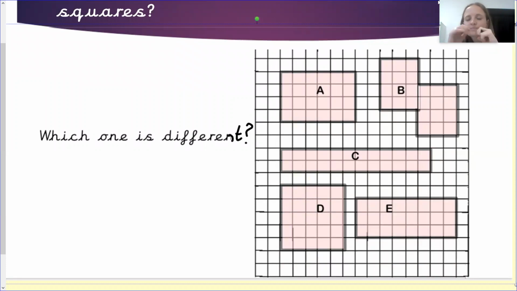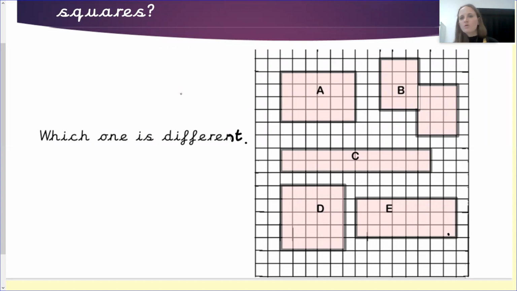We can see, if I'm just talking aloud about them, we've got 4 rectangles. We've got one that isn't a rectangle. We have one long, thin one. We have one that is 1, 2, 3, 4, 5. 1, 2, 3, 4, 5. We have a square in there. So which one do you think is different? Pause the video now and see what you can answer for this.